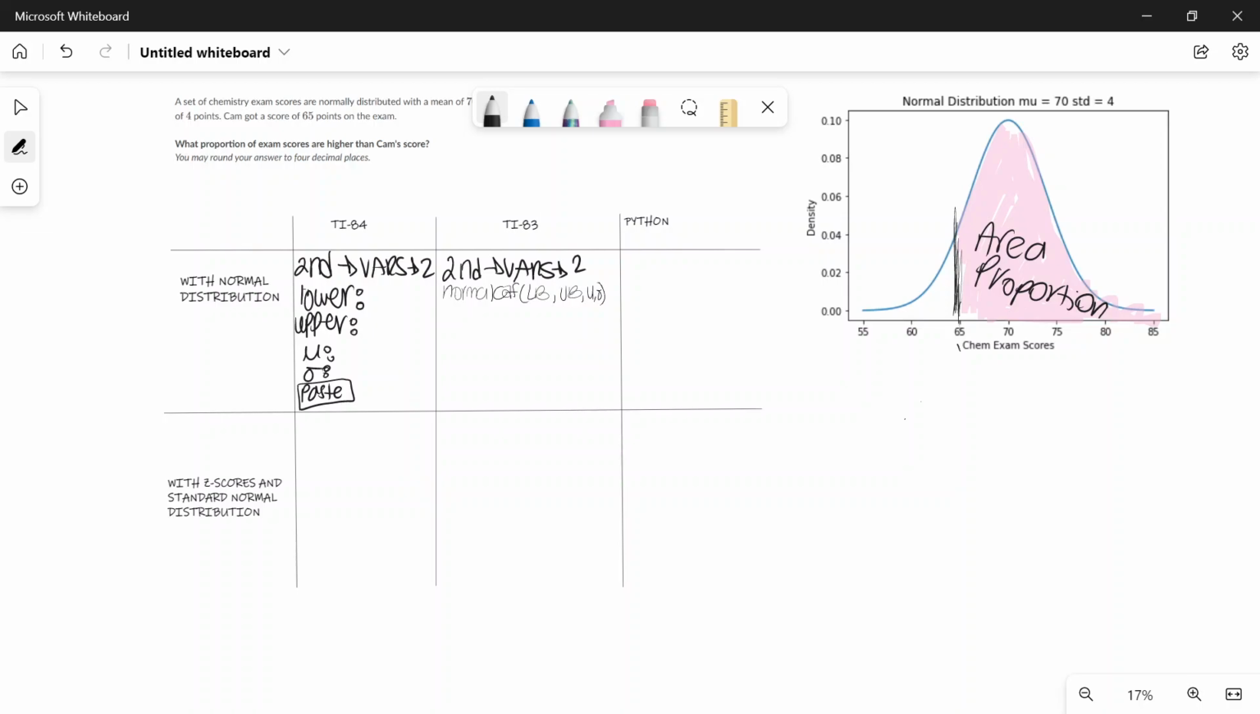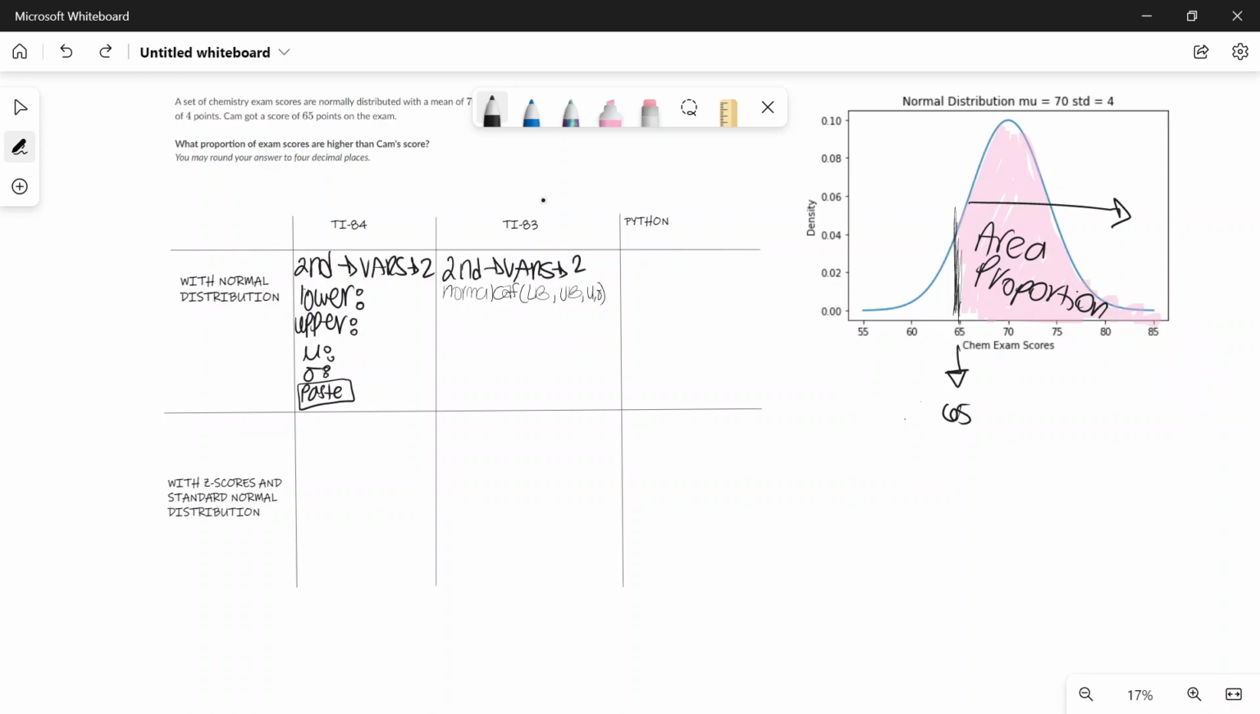So our lower bound in this case would be 65, because we're starting with 65, and then we're trying to find the area to the right of 65, which is the proportion of exam scores that are higher than CAM's scores, basically all of this. Notice that this graph never ends and never touches the x-axis, so it goes to infinity. Because there's no infinity symbol in our calculator, we use 1e99 to represent really big numbers.